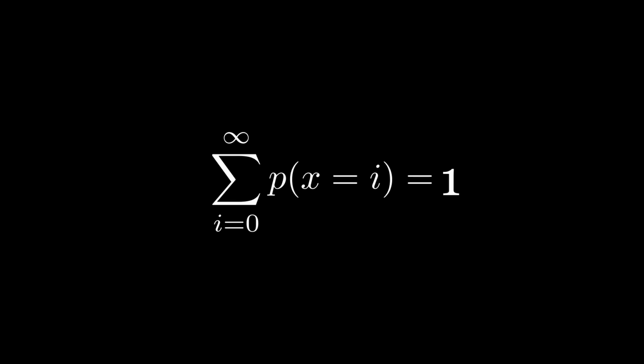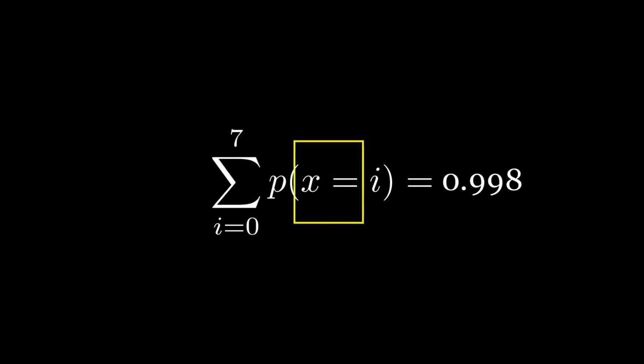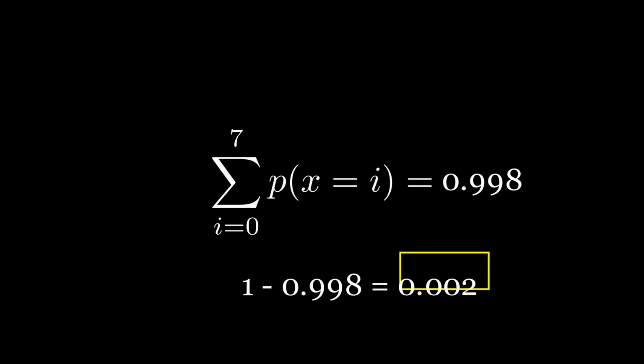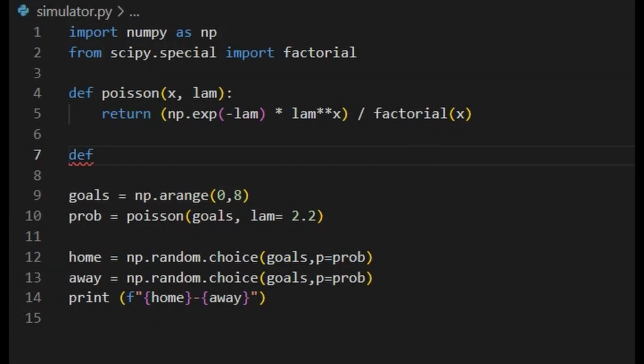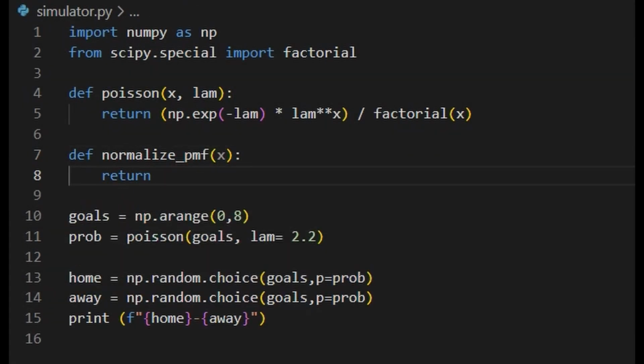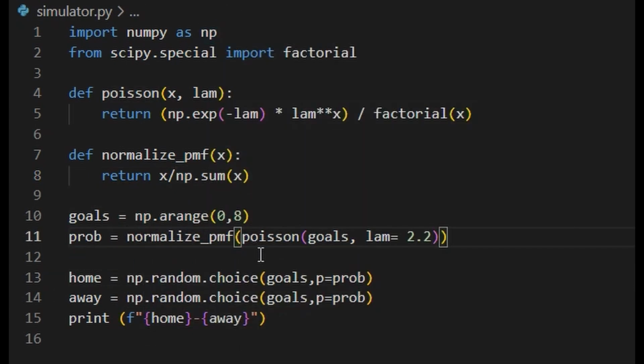The issue comes from truncation. By limiting the goal counts to 0 through 7, we have excluded the small but non-zero probability of scoring more than 7 goals. To fix this, we renormalize the distribution by dividing each probability by the sum of all probabilities in the truncated range. After this normalization step, the probabilities sum to 1 and the simulation runs correctly.